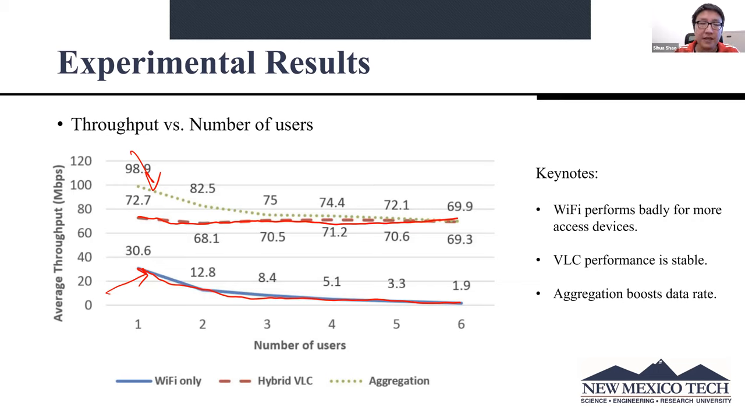Now, you may think that aggregation is always better, right? Then why do we still need to consider Wi-Fi only or VLC only? We just combine all of this technology together and build a fused communication system, use Bluetooth, use Zigbee, use Wi-Fi, use everything. That will give us the best performance. The answer is no. Why no?